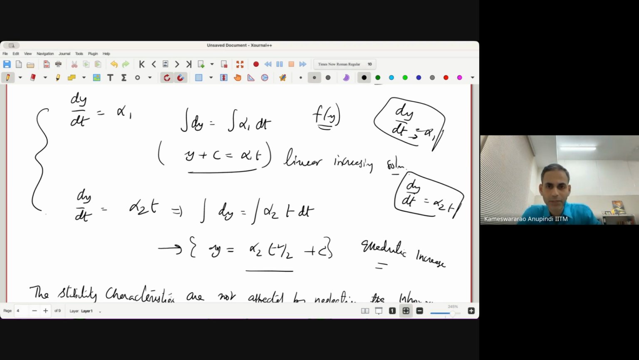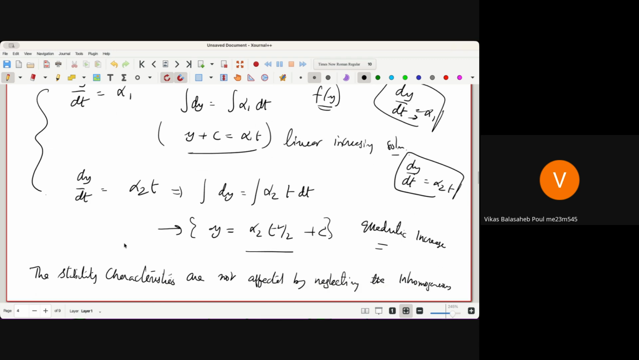Yeah, so that is the reason why we have neglected, or not considered, the contribution of the first 2 terms. Sure, sir. Thank you.